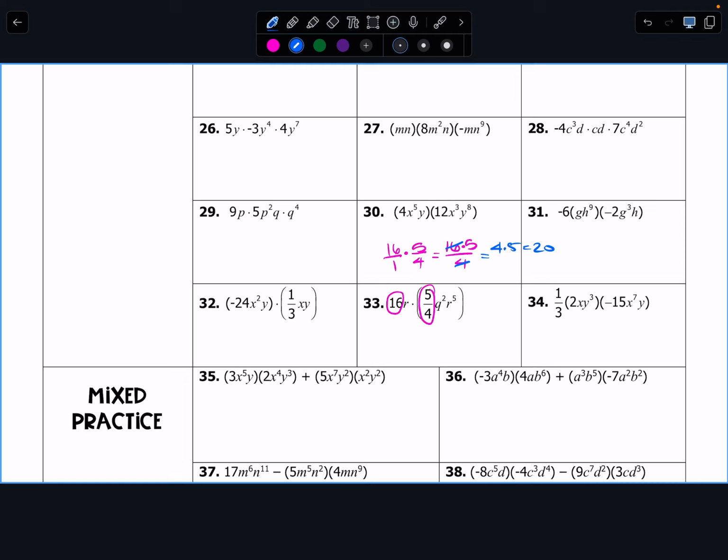All right, so 20. And then I don't have any Q's to multiply out. But I do have an R. I have an R to the first plus R to the fifth. So I get 20 Q squared R to the sixth.